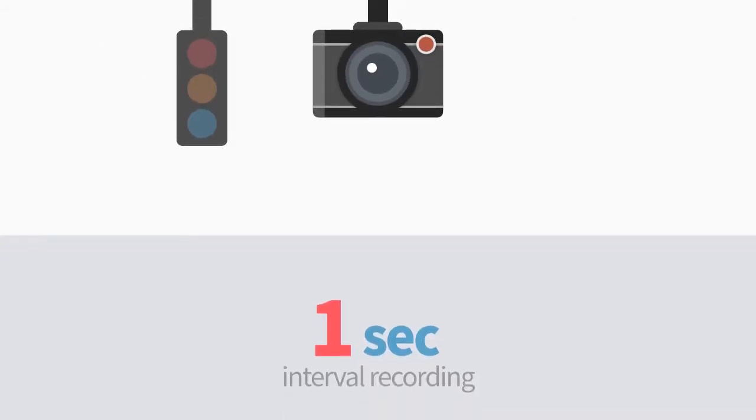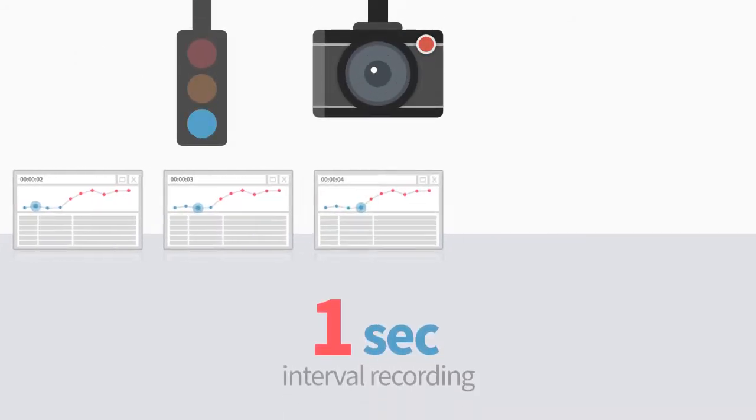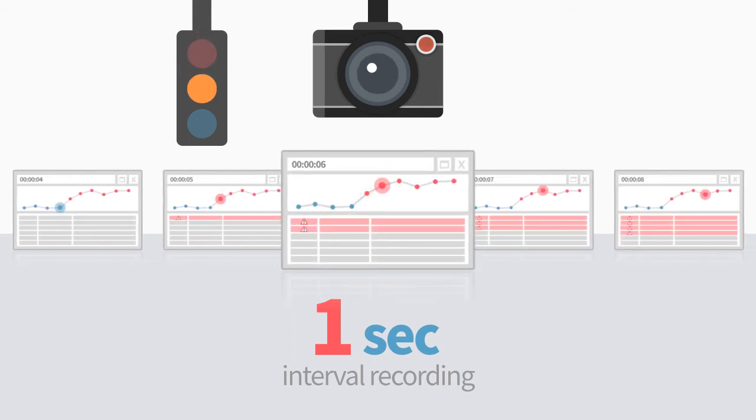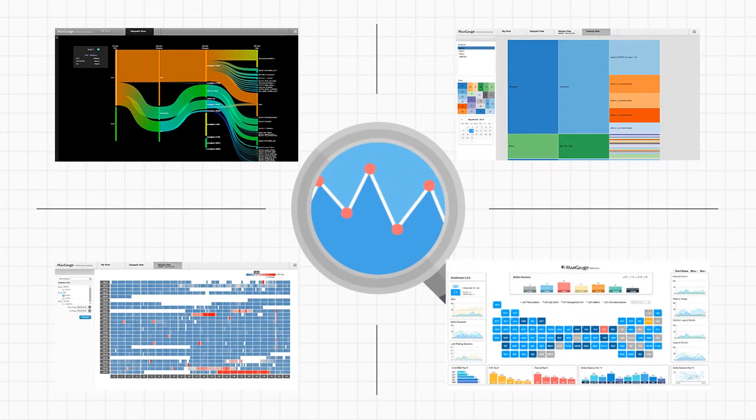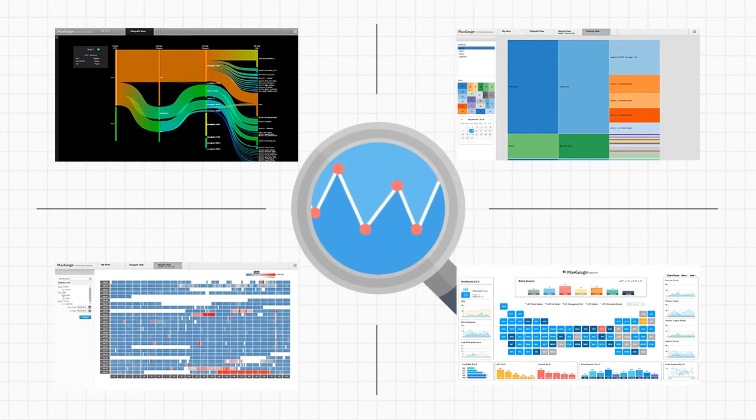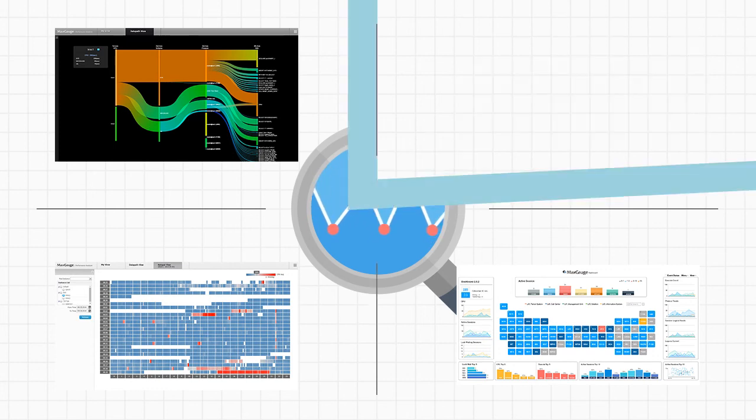MaxGauge Performance Analyzer offers post-analysis in 1-second intervals to capture and record every moment like a CCTV camera. Also, it quickly diagnoses the performance issues by offering diverse visibility depending on purpose.